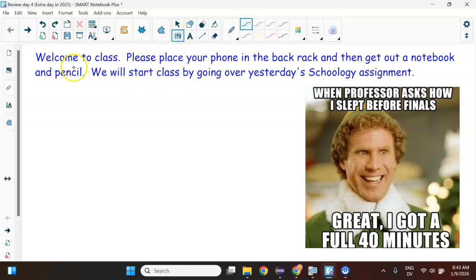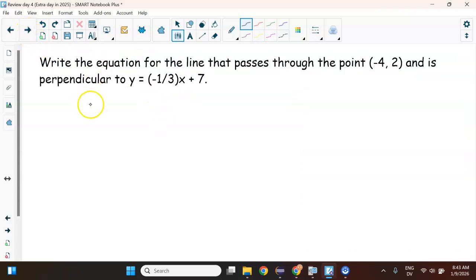Sorry, it's going to be almost random topics because the final has stuff from all the chapters we've covered. So these are going to be random type questions. I want to focus particularly on ones that kids struggled with. So on this first one, we have to write the equation of a line.